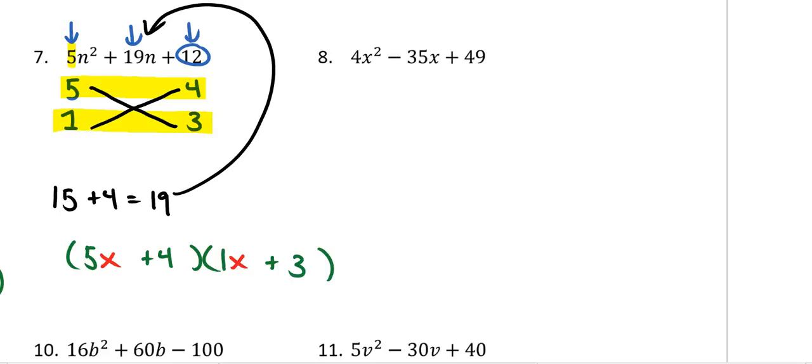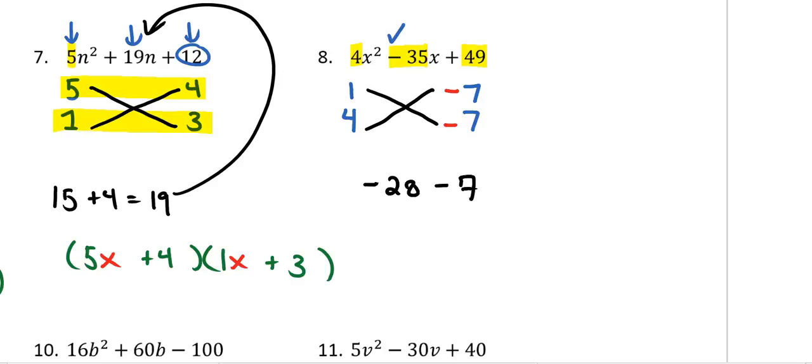Okay. For the next question, I have a 4 here and a 49 and a negative 35. I can't factor anything out that's common, so I need to refer back to the x method here. Numbers that multiply to 4, I'll use 1 and 4. And numbers that multiply to 49, I'll use 7 and 7. But I need a negative 35, so I probably need a minus sign on both of those. And let's just use the x method to check here. So 4 times negative 7 is negative 28. And 1 times negative 7 is negative 7. And that gives me a negative 35, which indeed works.